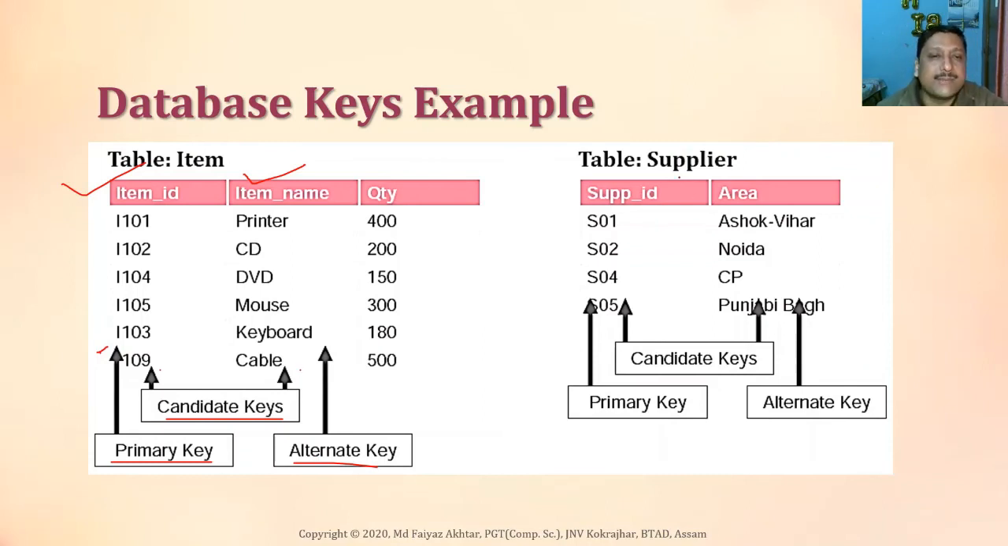In another table example, in the supplier table, two columns are there and each column has different values in each and every row. So both columns can become primary key, so both are candidate keys. Now out of the two candidate keys, one is considered as primary key, and the other becomes the alternate key. Understood? This is the formula.